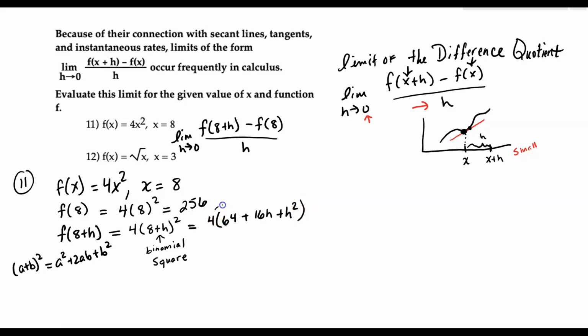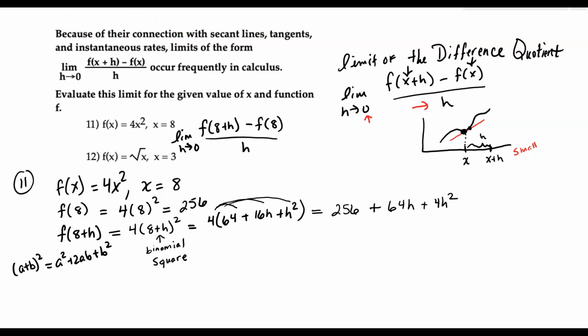Then we go ahead and distribute the 4. You end up with 4 times 64, which is 256; 4 times 16h, that's 64h; and 4 times h squared is 4h squared. You end up with something that looks like that. So we've got that for you, and now we're going to piece it all together. Let's see what it is that we need.